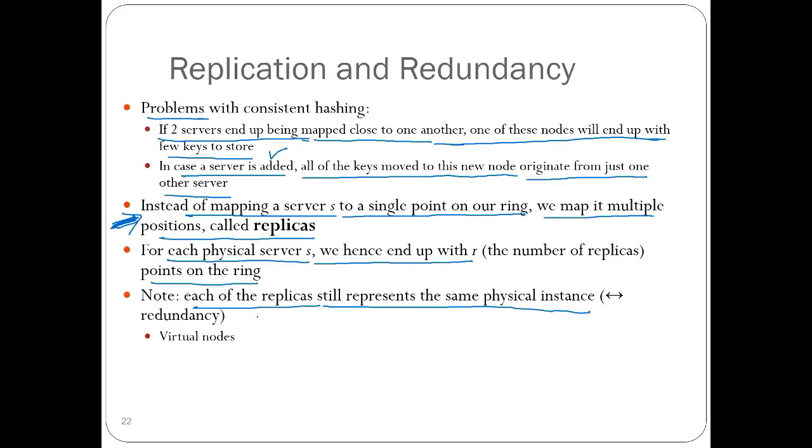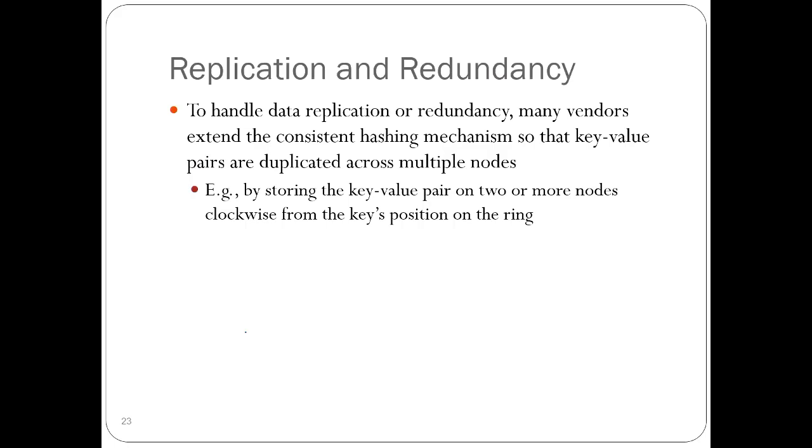Note that each of the replicas still represents the same physical instance, and these are called virtual nodes. So the replicas can also be called virtual nodes. Good. With these replica virtual nodes, we can overcome the problems that might arise because of the basic consistent hashing. Now, in the case of NoSQL databases, we have another advantage, which is achieved by redundancy.